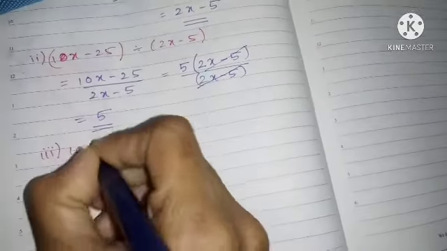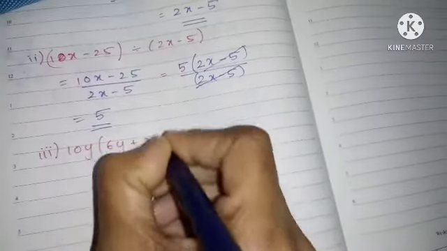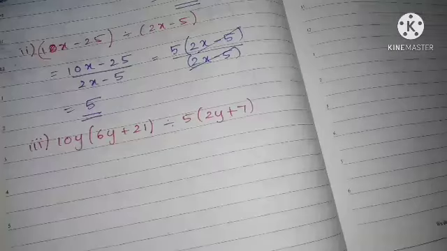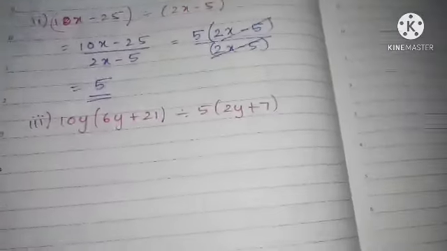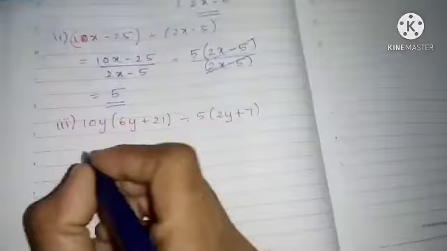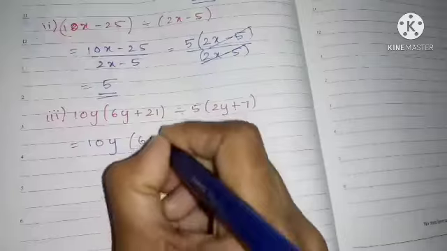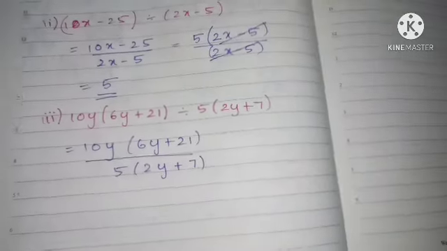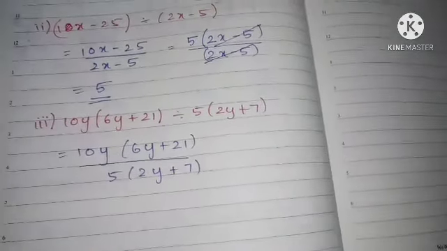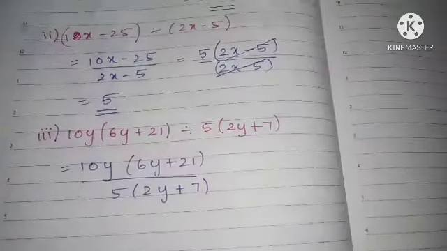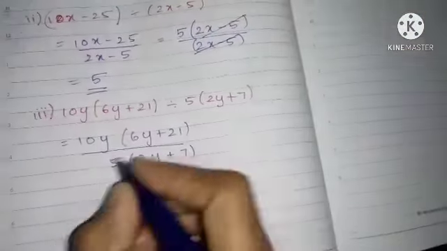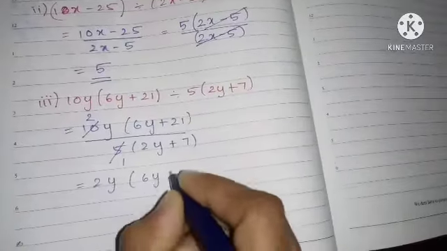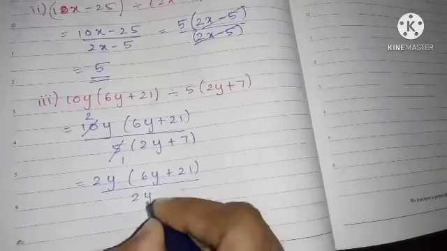Third one. 10y of 6y plus 21 divided by 5 of 2y plus 7. Okay. So this also looks like a complicated polynomial, but it's easy. 10y of 6y plus 21 divided by 5 of 2y plus 7. First we can cancel: 5 ones are 5, 5 twos are 10. So 2y of 6y plus 21 divided by 2y plus 7.